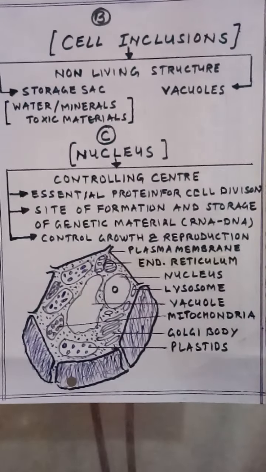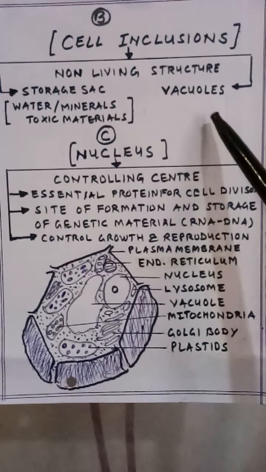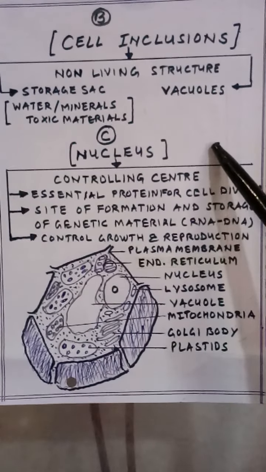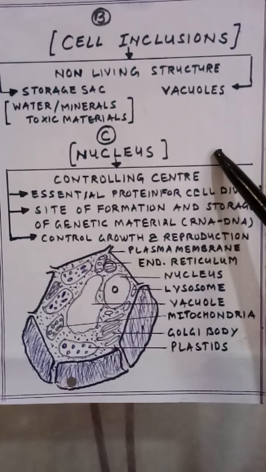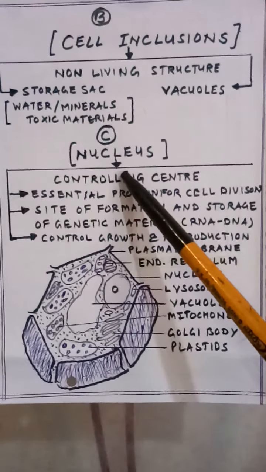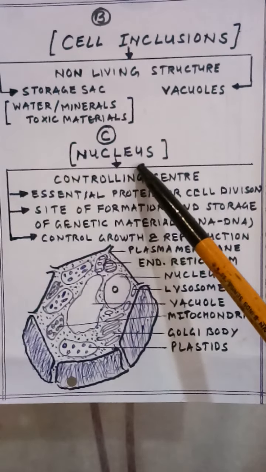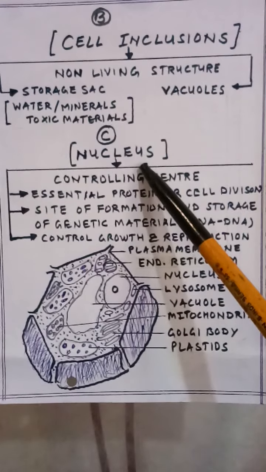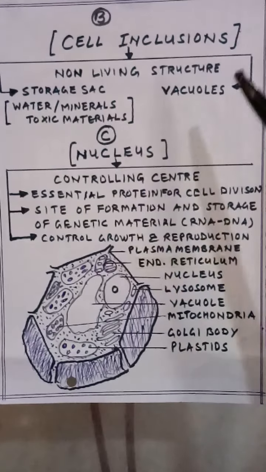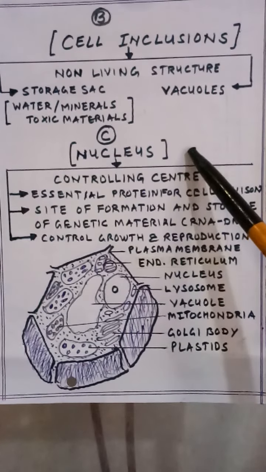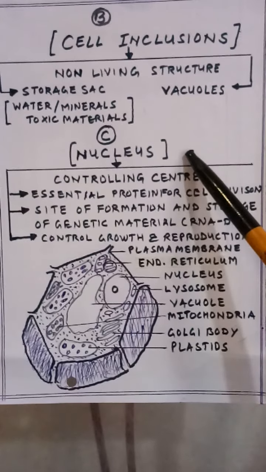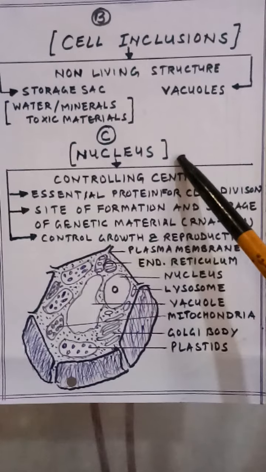Now children, other than these living and non-living structures like the cell organelles and cell inclusions, we are going to switch over to some other functional components of the cell, which are also very important. Number one, the nucleus. Yesterday I told you that the nucleus is actually the director of the cell, the controlling center of the cell. It governs each and every activity that takes place in the cell, like the administrative office of a school, which is called the controlling center.